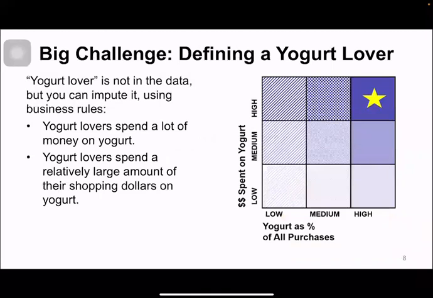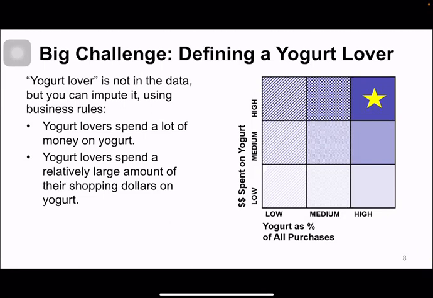Now, it comes to the definition of a yogurt lover. There is no label in the database of people called yogurt lover. It's not in the data, but you can predict or impute it using business rules. For example, anybody who loves yogurt tends to spend a lot of money on yogurt, and also spends a relatively large amount of their shopping dollars on yogurt.